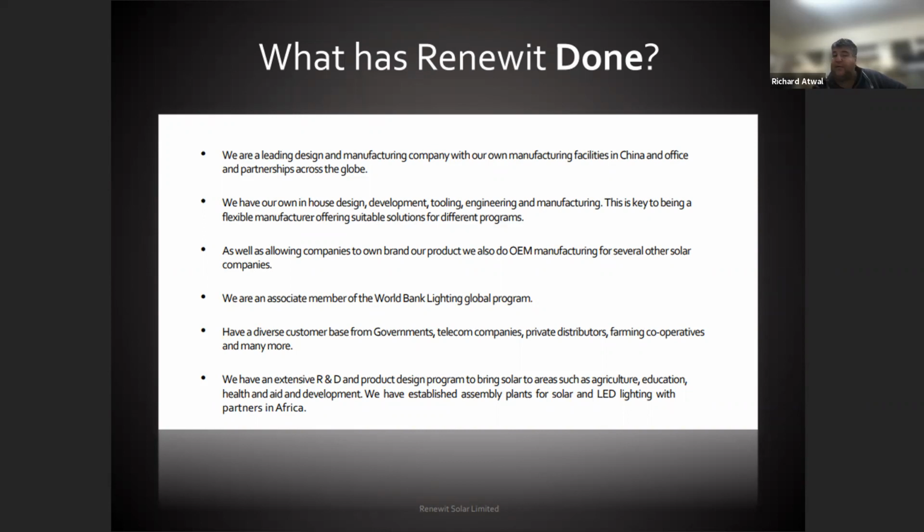Since then, we've even gone on to establish assembly plants for our products in country. So we've opened assembly plants in Ethiopia, where that product's actually made in country, which has been very successful. So we had to revise and revisit our design process.